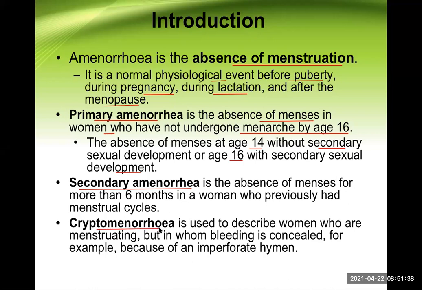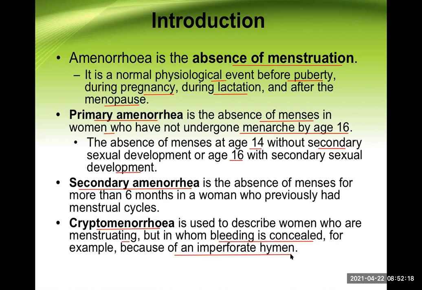Cryptomenorrhea is another one. It is not exactly amenorrhea, but the lady is menstruating, and we cannot see any bleeding from outside. Crypto means hidden. This is used to describe those ladies who are menstruating, but in whom bleeding is concealed or hidden. For example, in case of imperforate hymen. Imperforate hymen means the external vaginal opening is closed by the hymen. So how can the menstrual blood flow outside? It cannot.